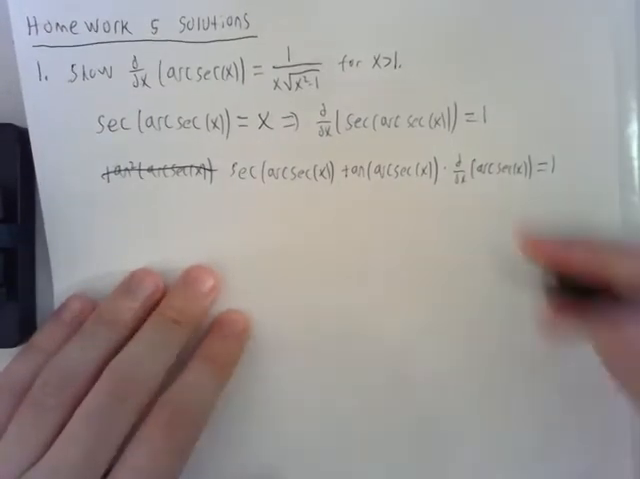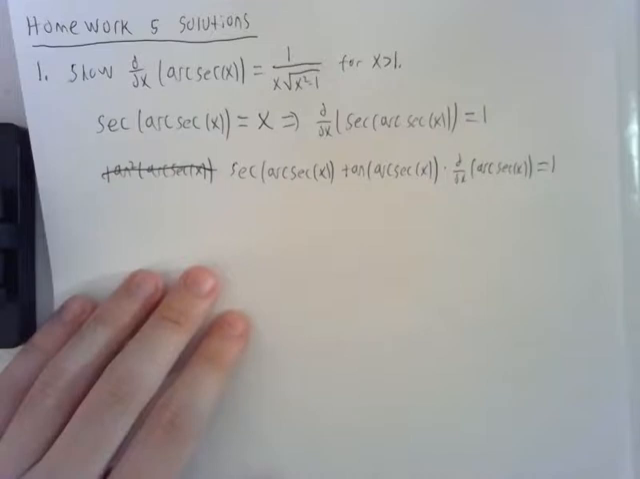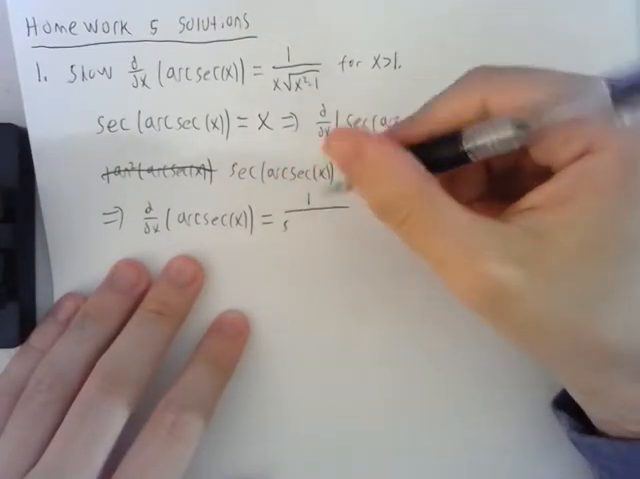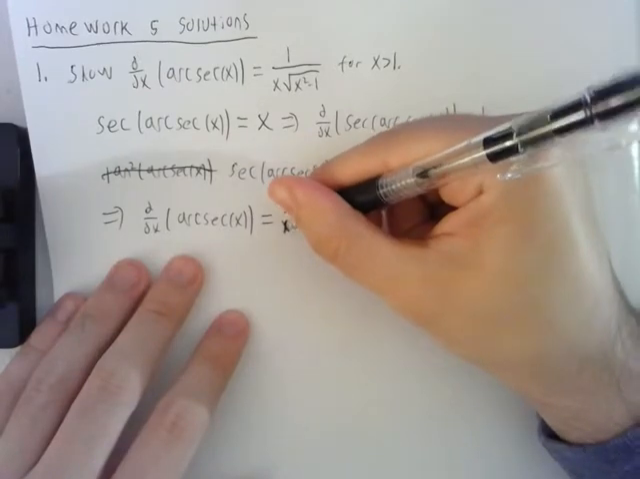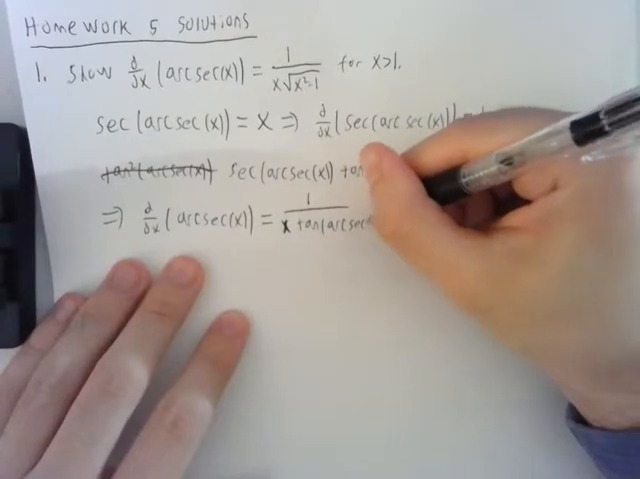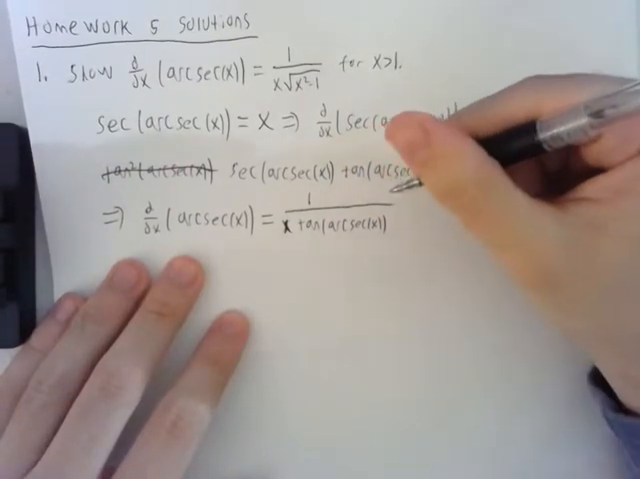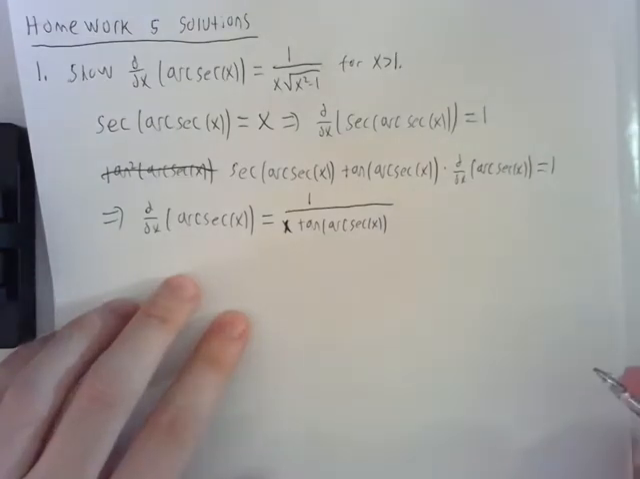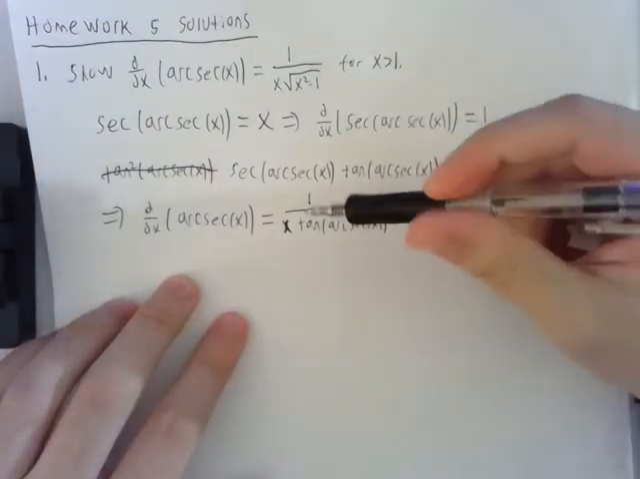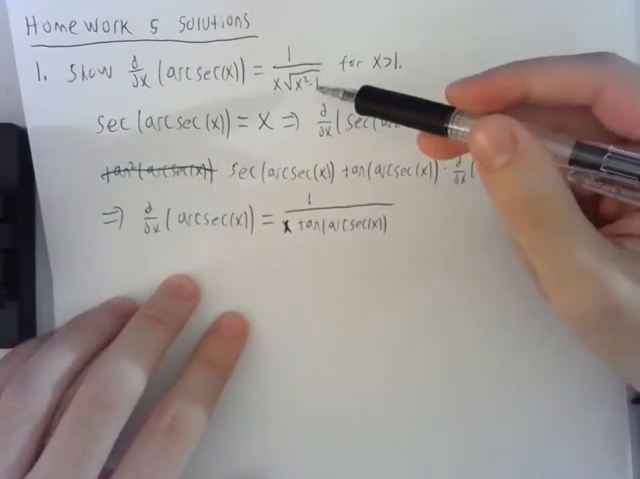So if we rearrange this, the derivative of arcsecant of x is equal to 1 divided by secant of arcsecant of x, which just gives us x, and then we have tangent of arcsecant of x. Well, this is close to what we wanted. Essentially all that's left to show is that tangent of arcsecant of x gives us this square root of x squared minus 1.